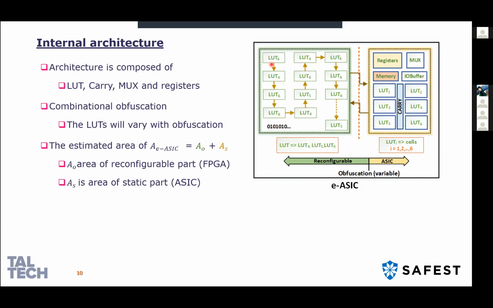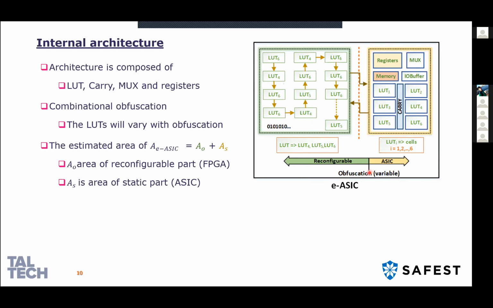Here, as we obfuscated LUT 4, 5, and 6, this is a chain constructed from LUT 4, 5, and 6. So this is like a very big bitstream. On the other hand, we have LUT 1, 2, 3, and so on, but these LUTs will be implemented using standard cells. They are no longer lookup tables. And the other necessary components for the static part, depending upon the design, are memory, IO buffers, and registers.